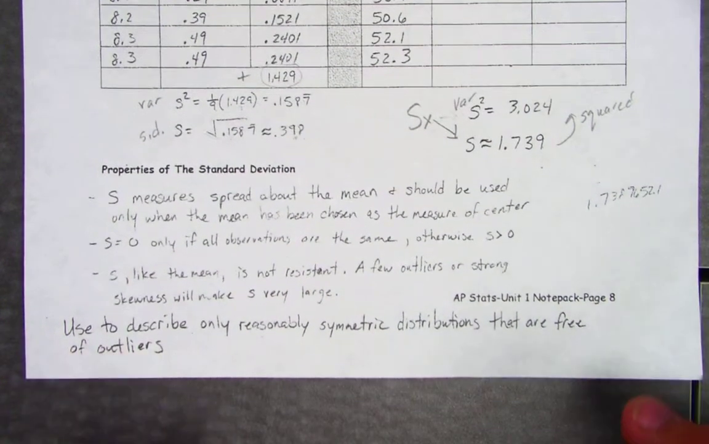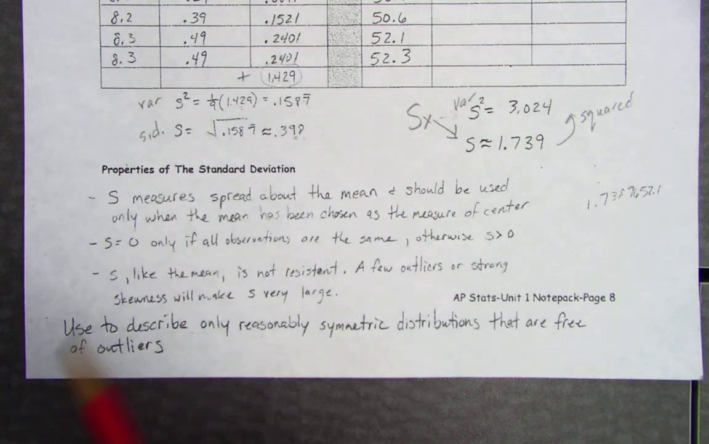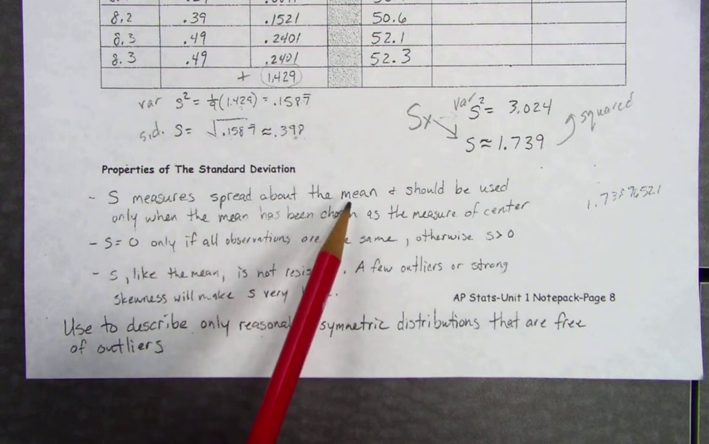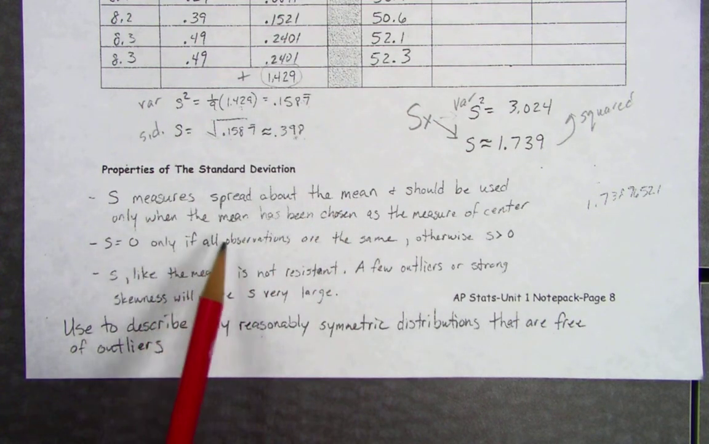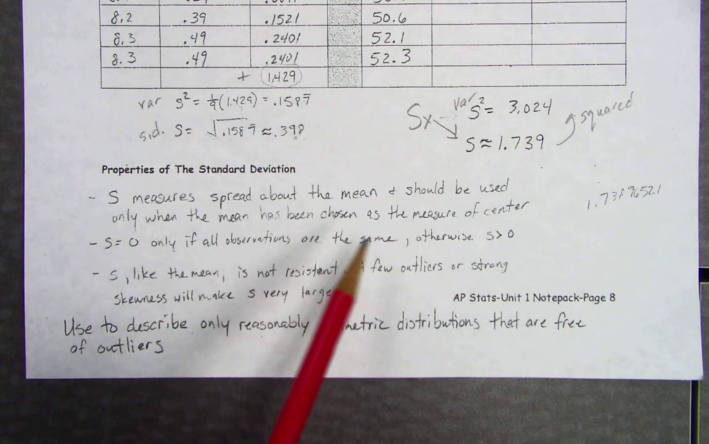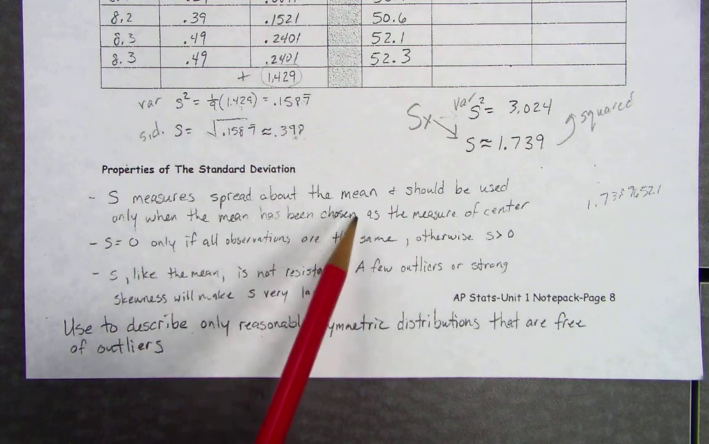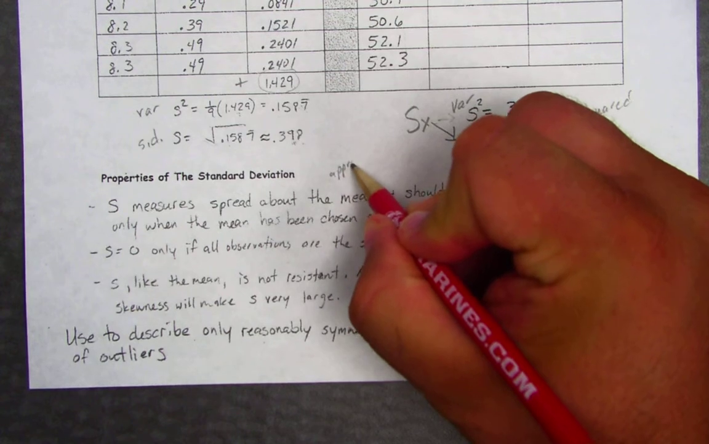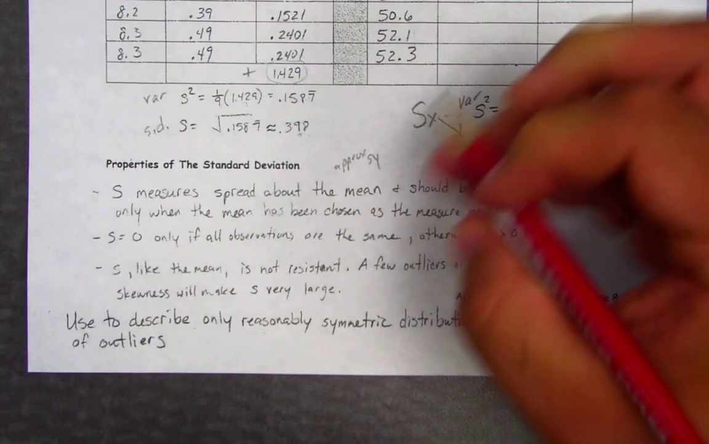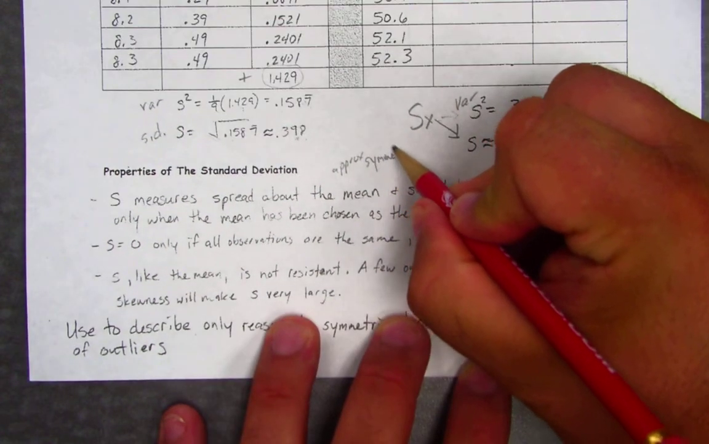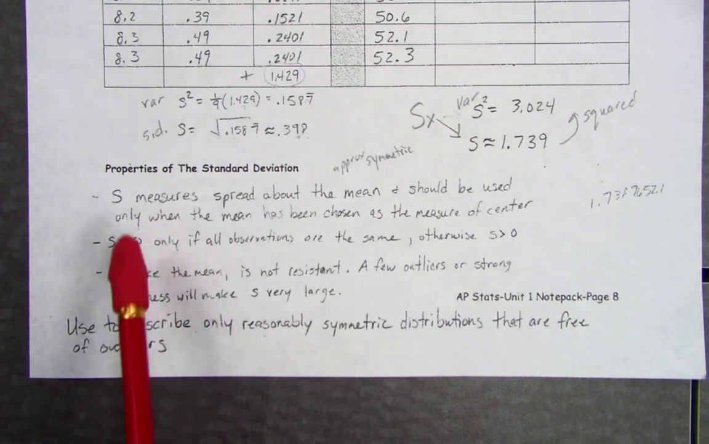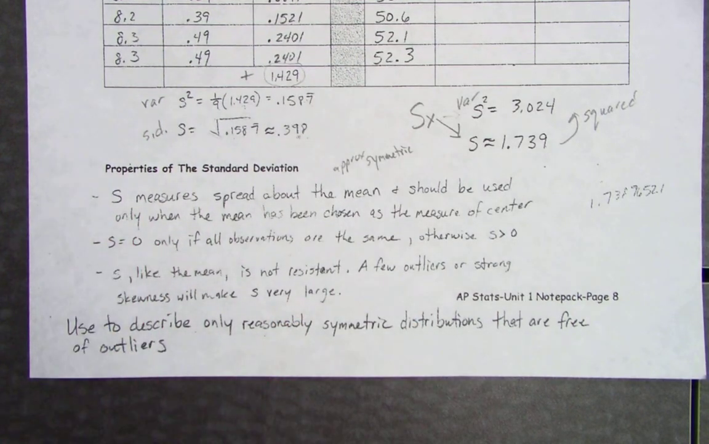So the key ideas here behind the properties of the standard deviation. S measures spread about the mean and should be used only when the mean has been chosen as a measure of center. So remember, we only use the mean when stuff is approximately symmetric. So if our data is not approximately symmetric, we're not going to use standard deviation.